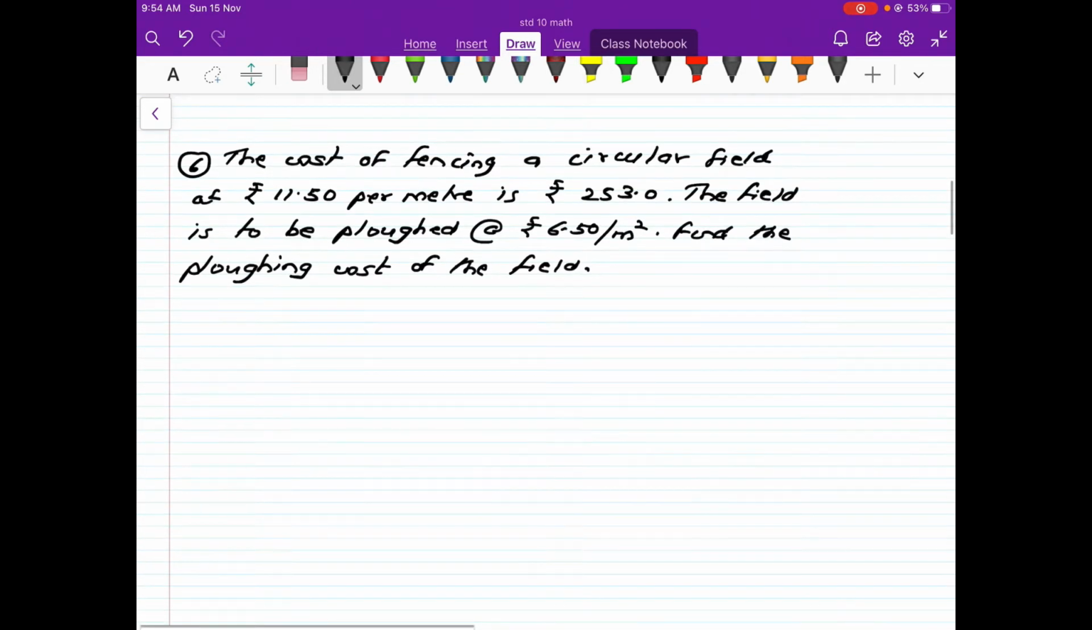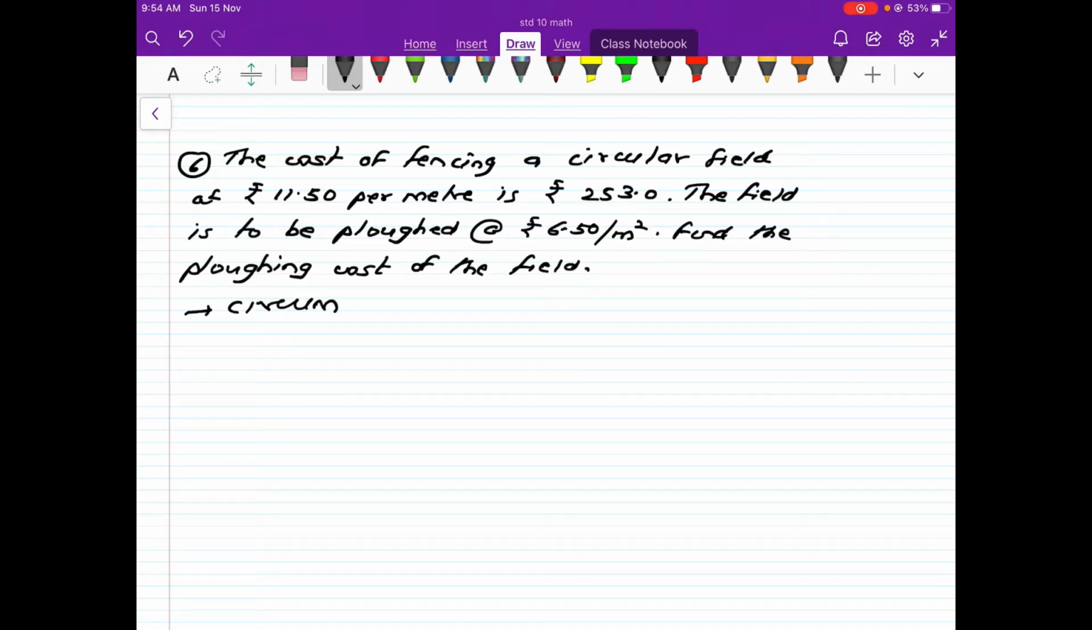So going for the sixth sum, it is like this. The cost of fencing a circular field at rupees 11.5 per meter is 253 rupees. They have not given us the direct data. The field is to be plowed at a rate of rupees 6.5 per meter square. We have to find the plowing cost. So what we will start with, the circumference of the field is nothing but the length of the fence.